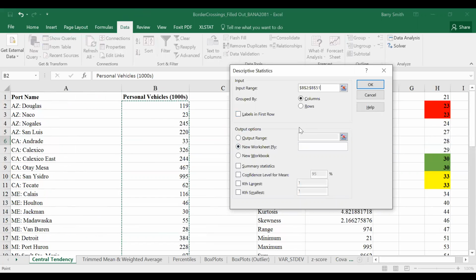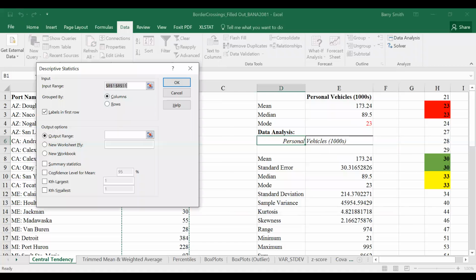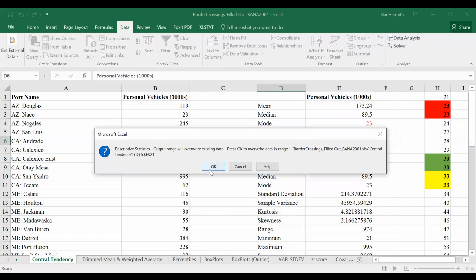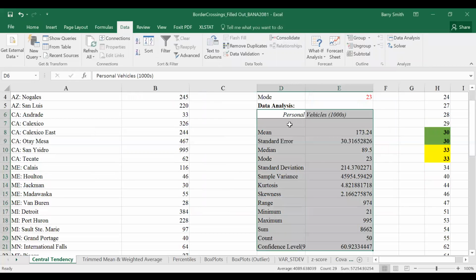Actually, you know what? Let's put this all the way to B1, that way we can include the title here. And then we'll say labels in the first row. Let's put the output range starting there. Let's do all the summary statistics and the confidence level. And then we'll say okay. Now it's going to tell me I'm going to write over something, so that's okay. And now we get the mean, the standard error, the median, the mode.